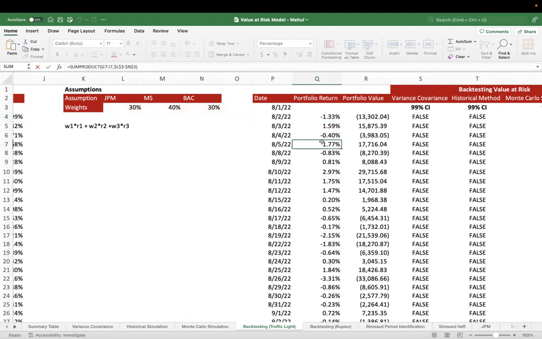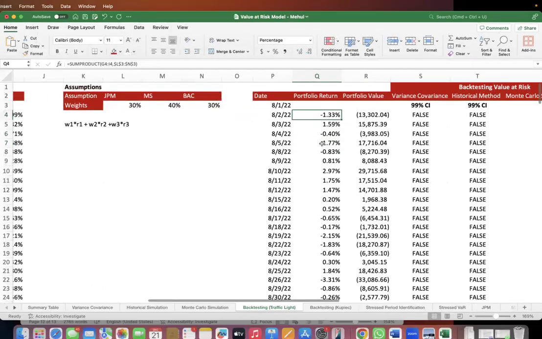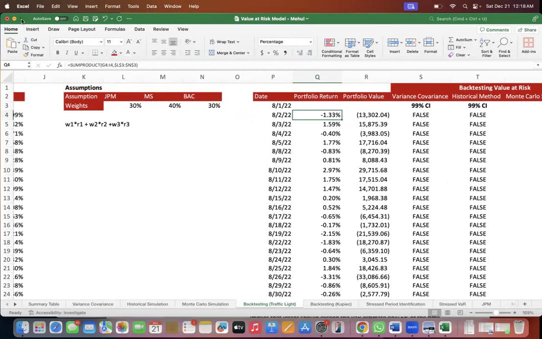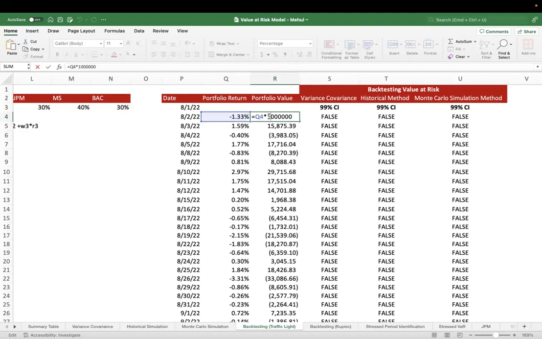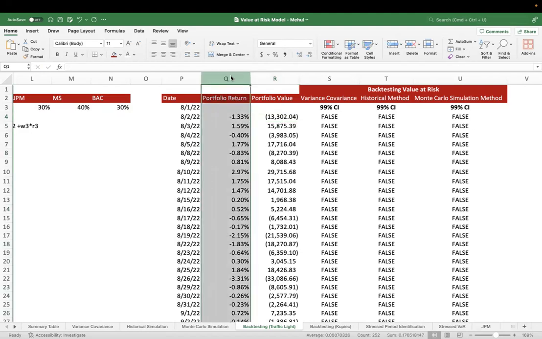Once we have calculated the portfolio return, the next step is to multiply the portfolio return with the portfolio value. What did we assume? We assumed that we invested $1 million, so our portfolio size is $1 million. These are our daily returns.